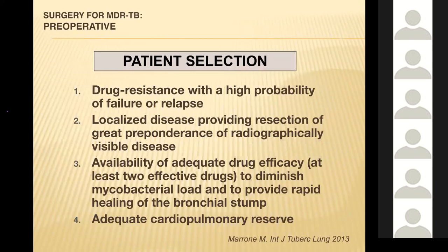So the patient selection for surgery for MDR, you do this for those with drug resistance with a high probability of failure or relapse. You should have a localized disease and you should have available adequate anti-TB drugs, second line anti-TB drugs, at least two effective drugs. For you not to have the problems of bronchial stump blowout, and you should have adequate cardiopulmonary reserve.